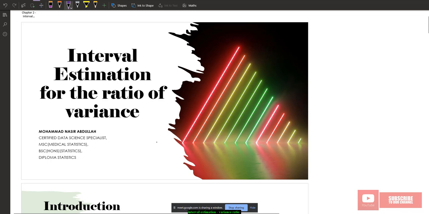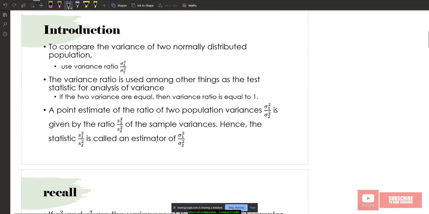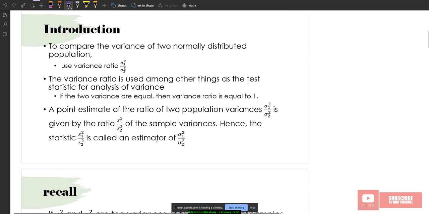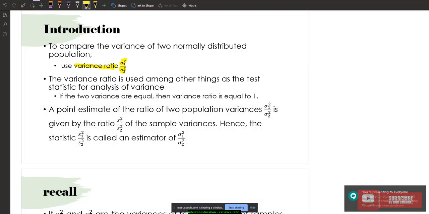So today we're going to continue our subtopic under chapter number 2, which is interval estimation for the ratio of variance. So the objective is when we want to compare the variance of two normally distributed populations, then we will use a variance ratio, which is population variance number 1, sigma 1 squared, divided by sigma 2 squared. The variance ratio is used among other things as the test statistic for analysis of variance.